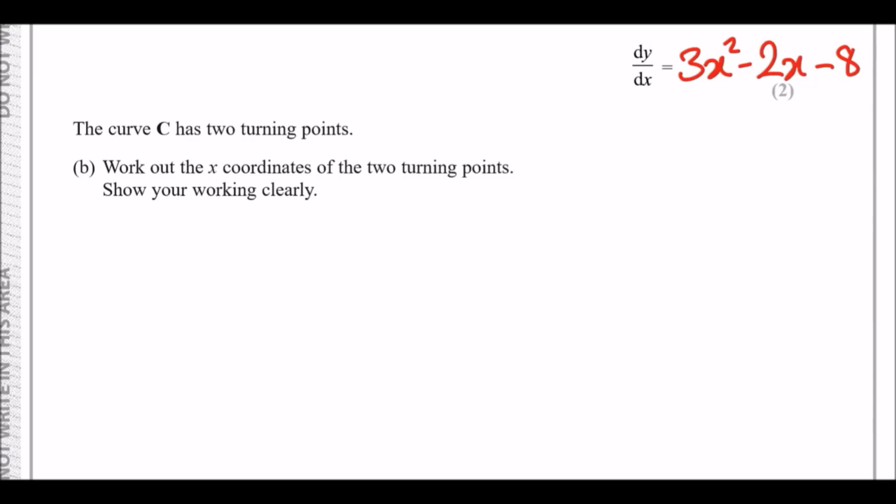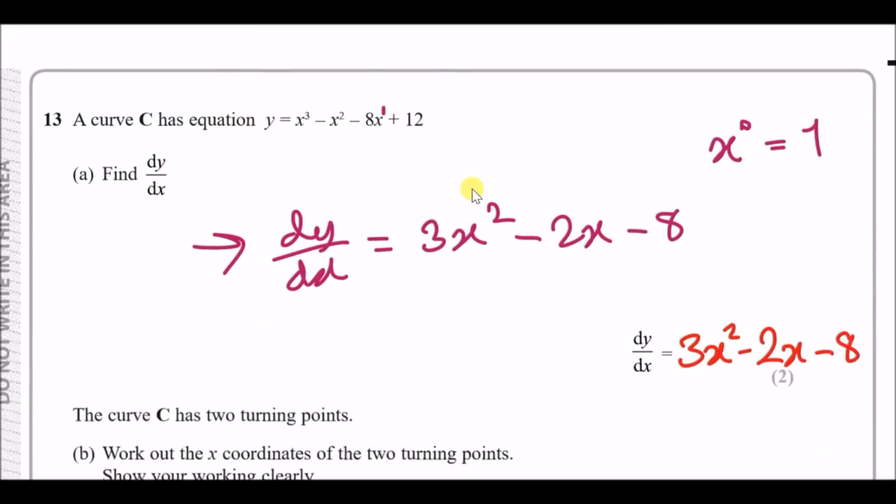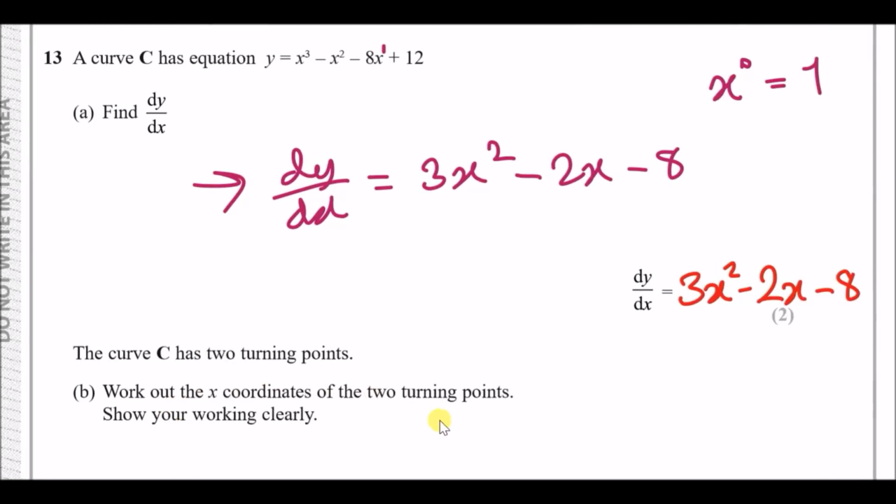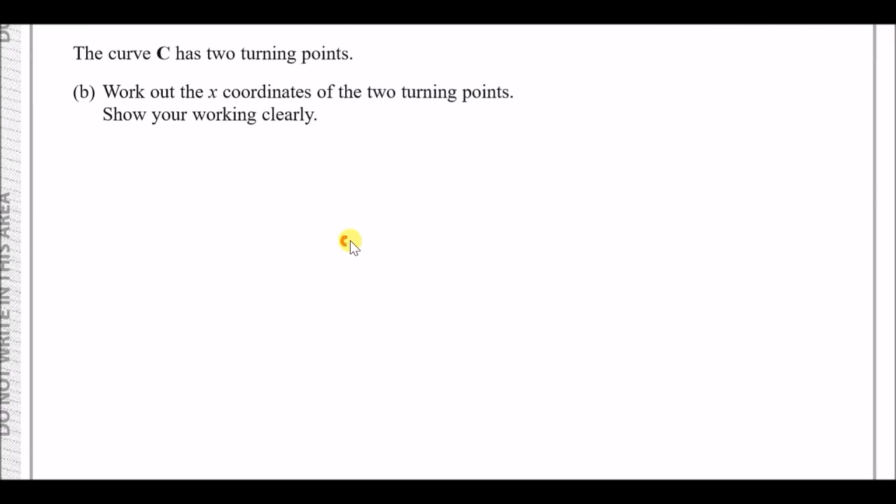Okay, part B. So the curve C has 2 turning points, and the curve C is this one here. Work out the x coordinates of the 2 turning points. Okay, so a turning point is literally when the graph turns. As simple as that. Because we've got a cubic graph, and it's cubed because the highest power is 3, it looks a bit like this. So the graph looks something like that. We don't know how exactly, but like that. And we know it turns at 2 points. Some point here and some point here.